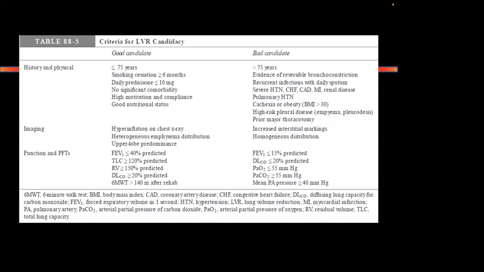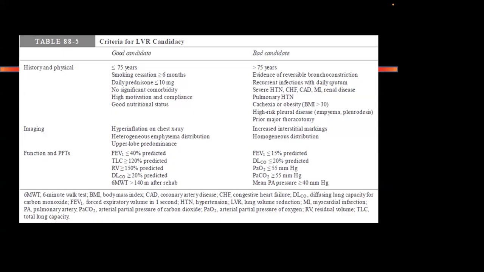Imaging should suggest hyperinflation on the chest X-ray, flattening of the diaphragm, and heterogeneous lung disease. These patients do really well after lung surgery, after LVRS, particularly with heterogeneous disease with upper lobe predominance and fairly decent pulmonary function tests: FEV1 more than 40% of predicted, total lung capacity more than 120% of predicted, residual volume more than 150%, DLCO more than 20%, and a 6-minute walk test of more than 140 meters.